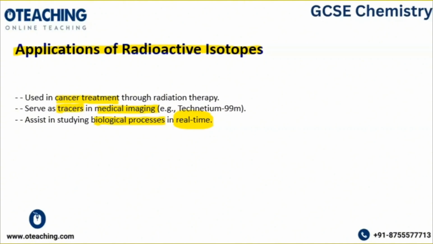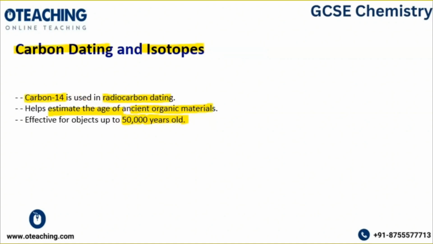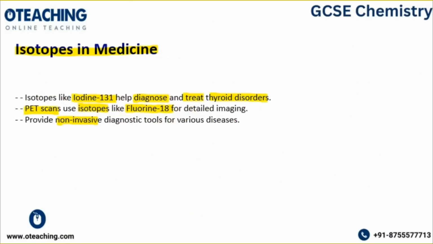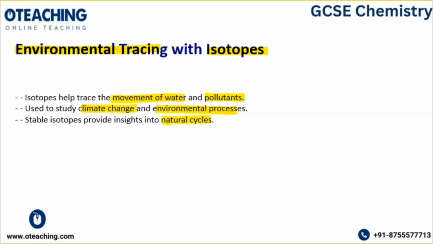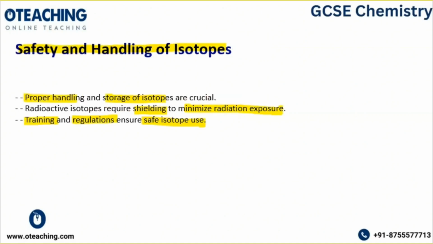biological processes. After that, we studied carbon dating, in which carbon 14 is used to determine the age of ancient organic materials which are up to 50,000 years old. Then I told you that iodine 131 helps us to diagnose and treat thyroid disorders. PET scans also use isotopes like fluorine 18. Then americium 241 is used in smoke detectors. And oxygen 18 again is used to study climate change and environmental processes. We can also study the movement of water and pollutants using isotopes.